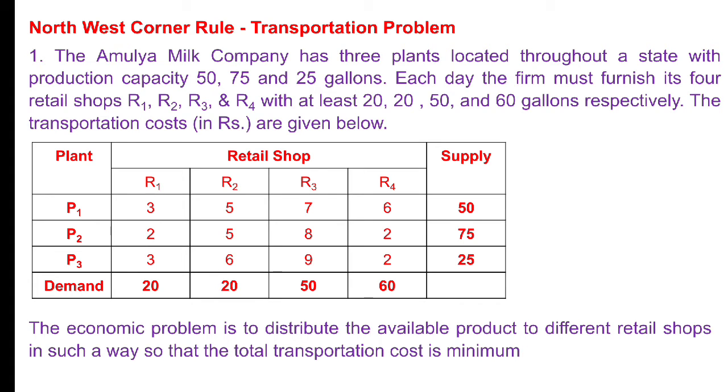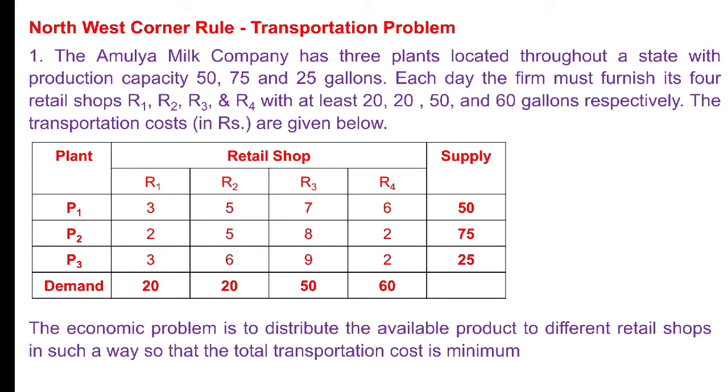Plant 2 R2, 5 rupees. Plant 2 R3, 8 rupees. Plant 2 R4, 2 rupees. Plant 3 R1, 3 rupees. Plant 3 R2, 6 rupees. Plant 3 R3, 9 rupees. Plant 3 R4, 2 rupees. This is the cost of transportation.